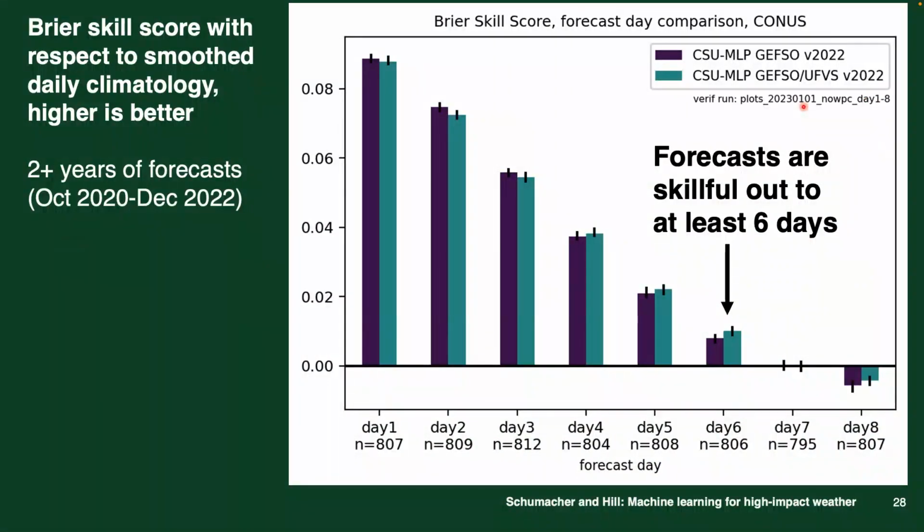Okay, so for these precip models, we're looking at the aggregate skill again across the full range of our products from day 1 through day 8. The different colors here are the different versions, where purple is the fixed frequency model and the teal color is the UFVS model, again, over these 2 years of forecasts.